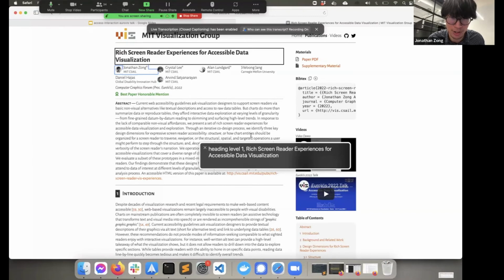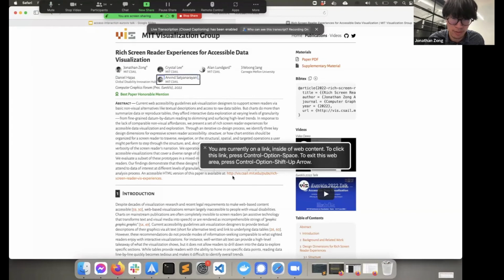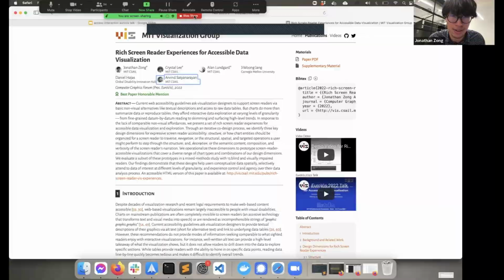Yeah. Cool. So basically, there's a VoiceOver command key, and then I press an arrow key to advance the cursor, and it just highlights the next block of text in the document. Link. Jonathan Zong. Link. Chris. Link. Jiwon Carnegie Mellon University. Link. Daniel Hajj's Global Disability Innovation Hub. Link. Arvind Satyanarayan MIT CSAIL. Cool. VoiceOver off. Does that help?